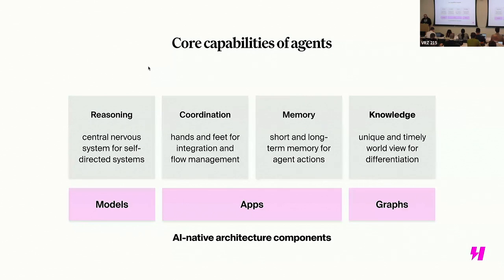So if we think of agents, the core capabilities of an agent, you categorize these as reasoning, coordination, memory, and knowledge. So reasoning is all about the LLM, right? These models that you can think of as the central nervous system, right? And then there's some orchestration and memory layer at this app layer, where we need to think about how an agent can act on its environment, and memory, like how, based on my interactions with the agent.